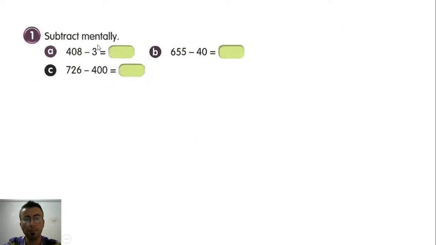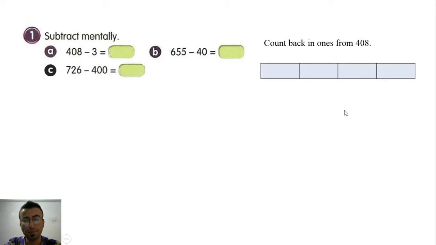First one, subtract mentally. 408 minus 3. Count back in ones from 408. Let's write it down. 408, 1, 2, 3. 407, 406, and 405. Okay? So 408 minus 3 equals 405.